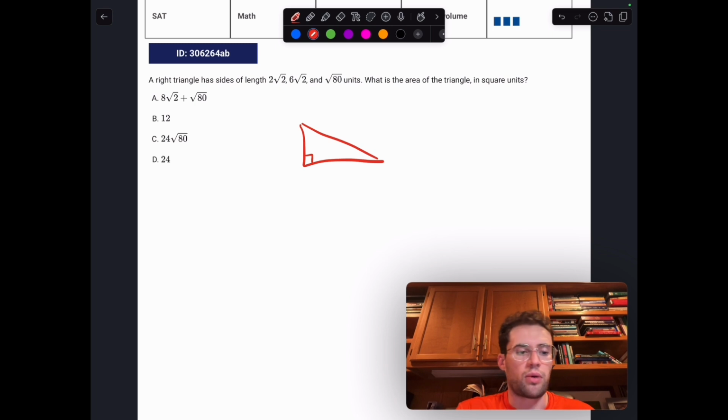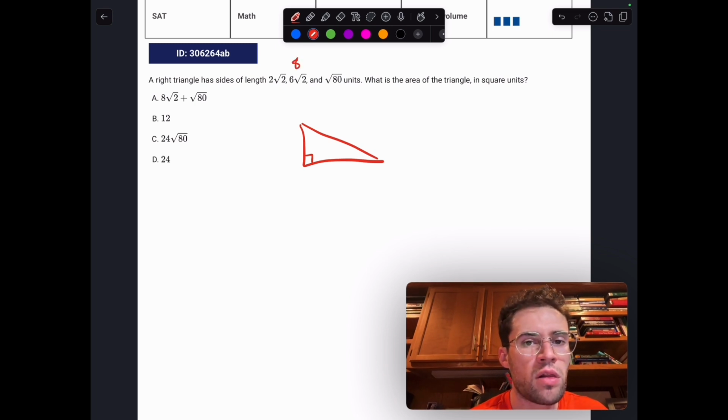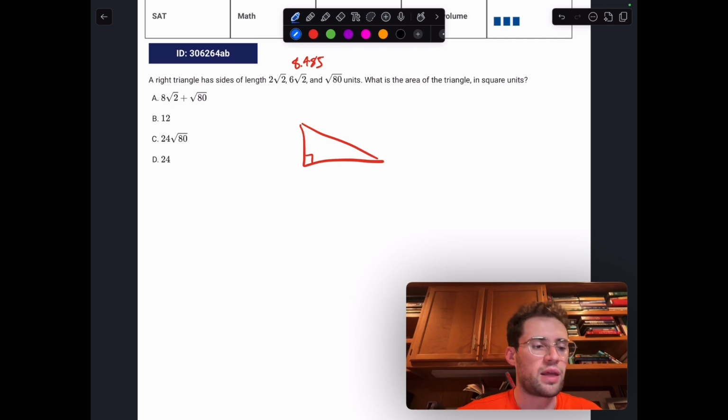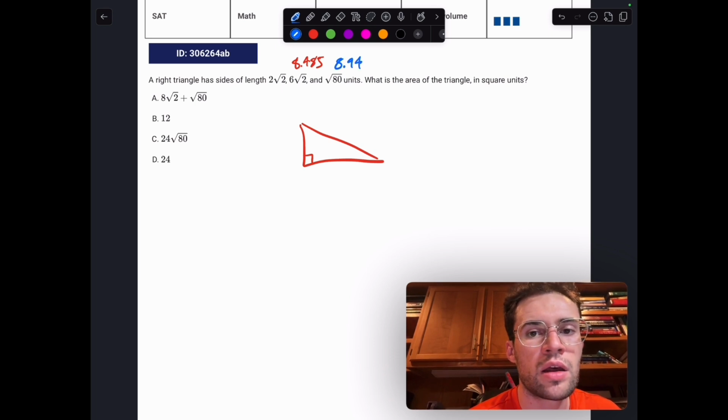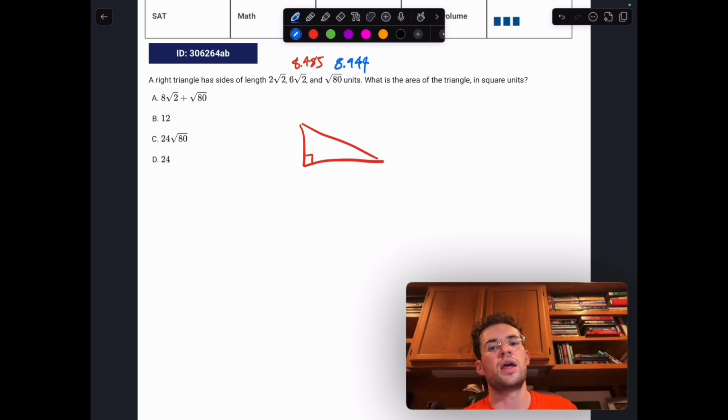Which gives you 8.485. We know that's 3 times bigger than the 2 root 2 one. And then square root of 80, which is 8.944. So they were nice about it. But I was thinking they might be trying to trick you, they could have put the hypotenuse second, but you do want to make sure you verify this is the biggest one before you write it out.